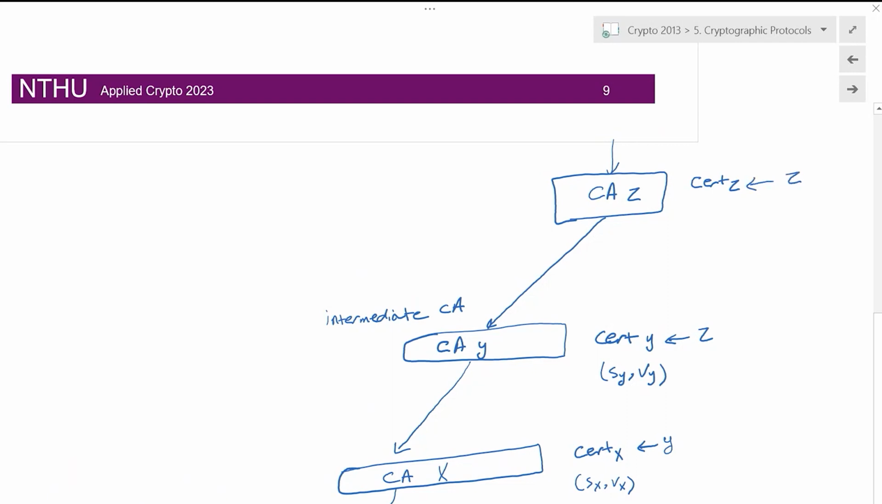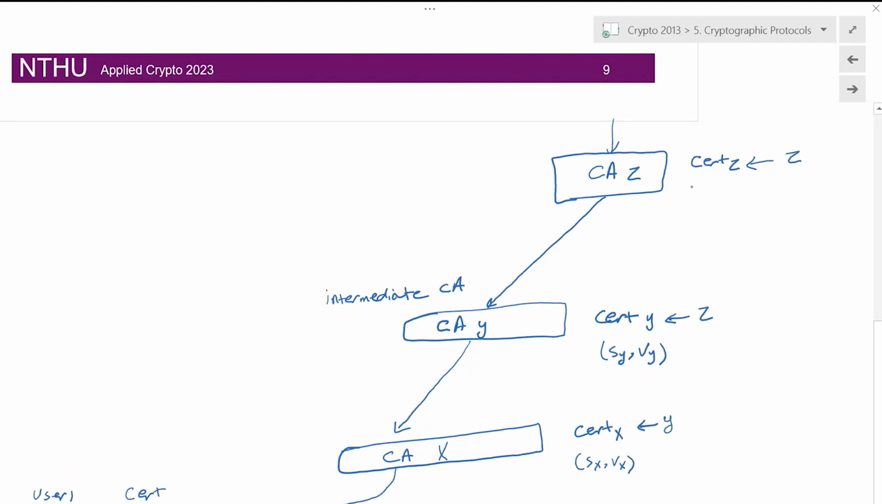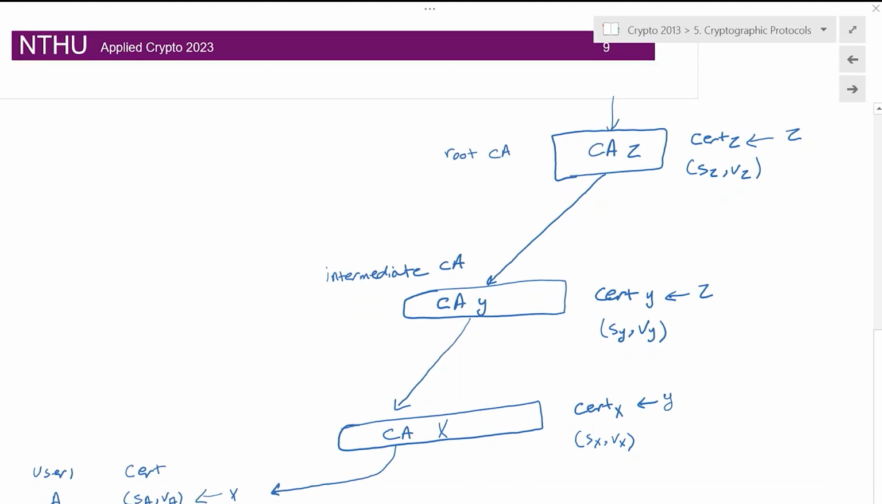You need to go back on the tree until you reach some point where we get to these special certificates. So the certificate of Z contains the signing key for Z and also the verification key for Z. And this kind of certificate is a special kind of certificate that we call root CA. And these guys are self-signed certificates.